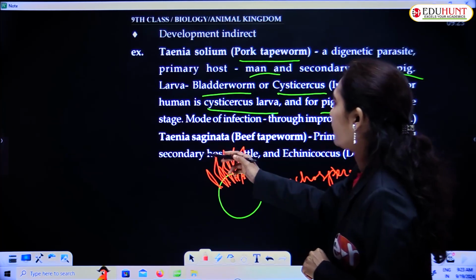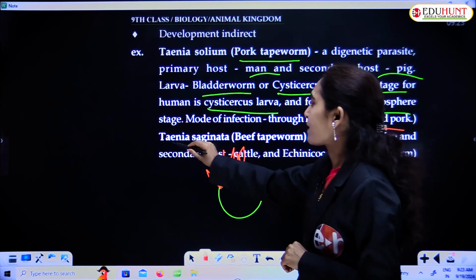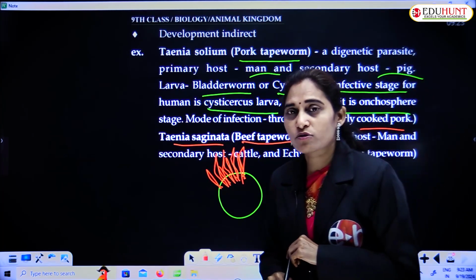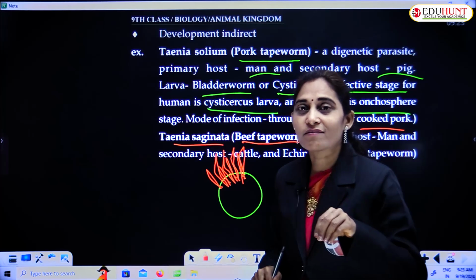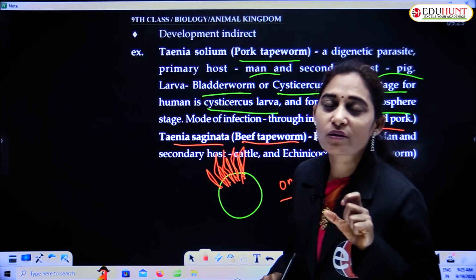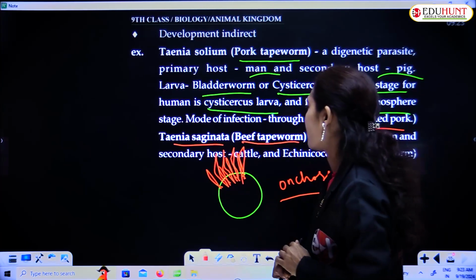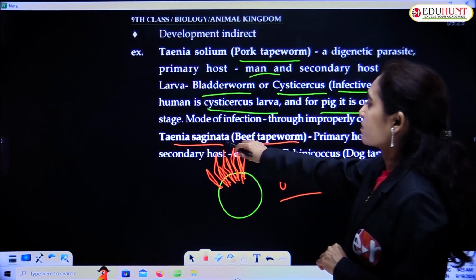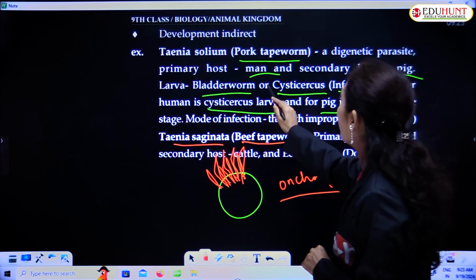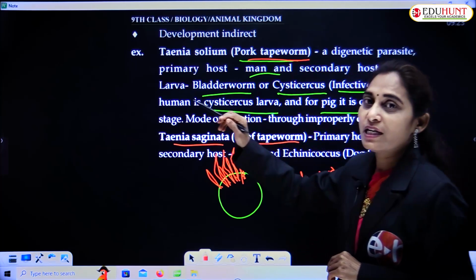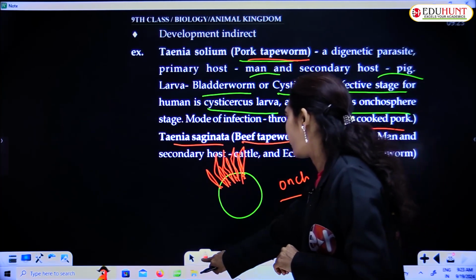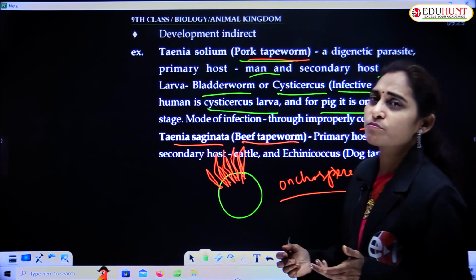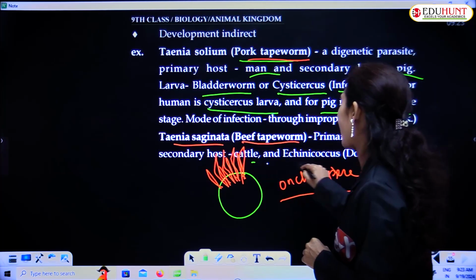And anyway, Taenia solium is pork tapeworm, and Taenia saginata is called beef tapeworm. ఎందుకు ఈ డిజీజ్ వస్తుందంటే, ఇఫ్ పిగ్ తినేవాళ్ళు, పోర్క్ తినేవాళ్ళు, వాళ్ళు సరిగా కుక్ చేయకపోతే ఈ టీనియాసిస్ అనే డిజీజ్ వస్తుంది. Next is the Taenia saginata, commonly called beef tapeworm. Primary host is man and the secondary host is cattle.